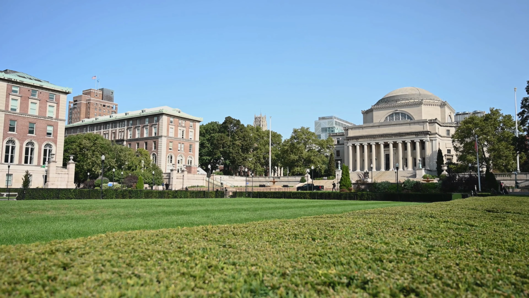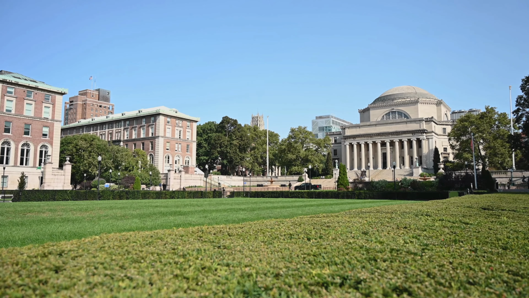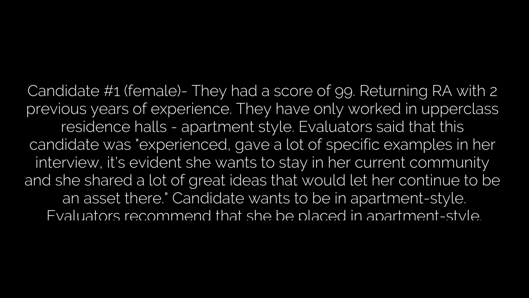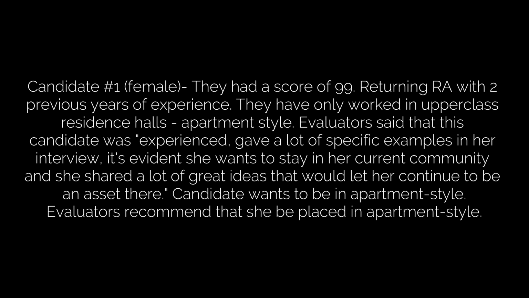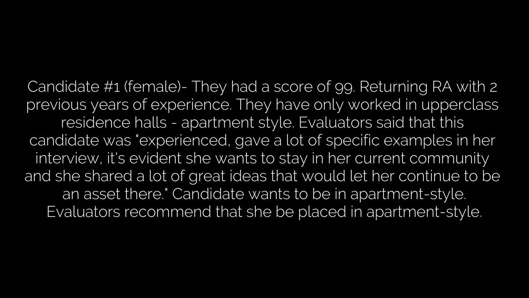One by one, we would go through the candidates in score order, starting with the highest score, and then assigning them a particular space on a particular staff. So the process went something like this. We would say, candidate 1, female. They had a score of 99, returning RA with 2 previous years of experience. They've only worked in upper-class residence halls, apartment style. Evaluators said that this candidate was experienced, gave a lot of specific examples in her interview. It's evident that she wants to stay in her current community. She shared a lot of great ideas that will let her continue to be an asset in that community. Candidate wants to be in apartment style. Evaluators recommend that she be placed in apartment style.